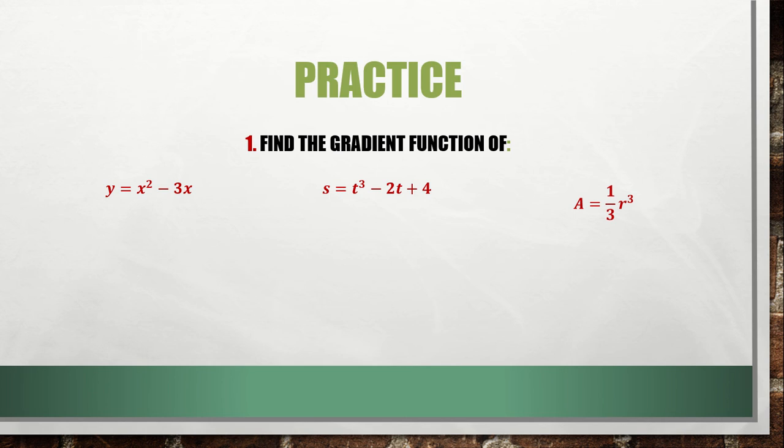I believe you have something at hand and you have answers at hand. In the first case, y is equal to x squared minus 3x. If we differentiate that, you'll have dy over dx is equal to 2x minus 3. I believe you know how everything comes about, because we multiply the coefficient of the unknown by the power, and then that power reduces by 1.